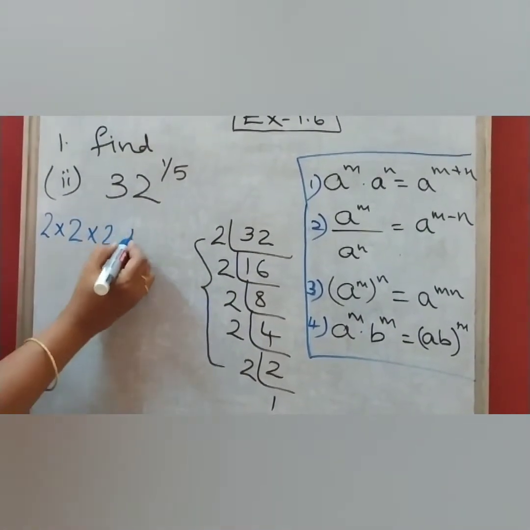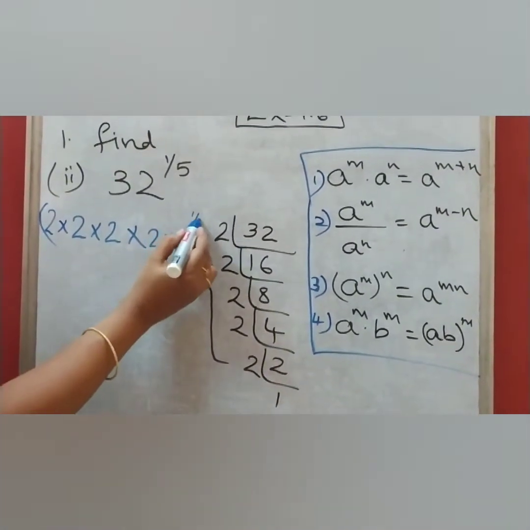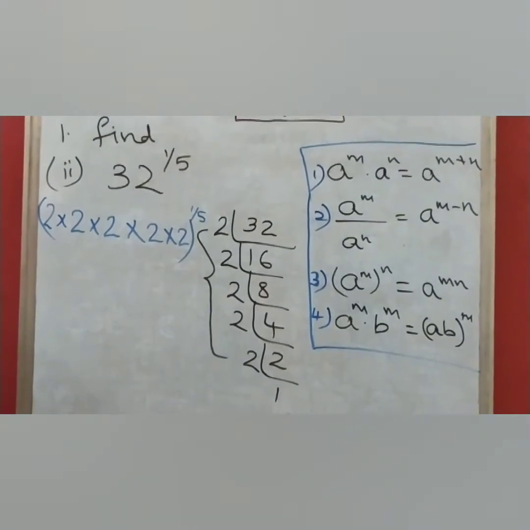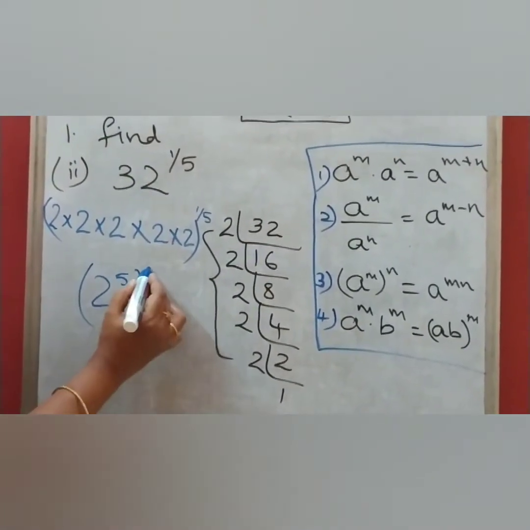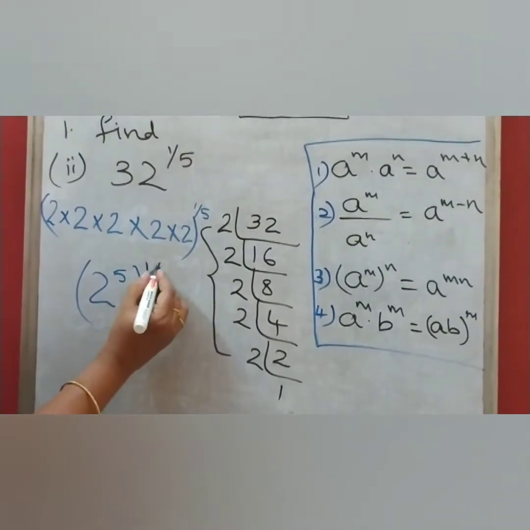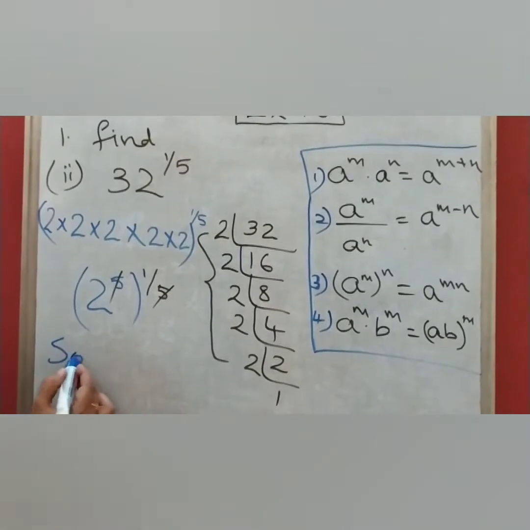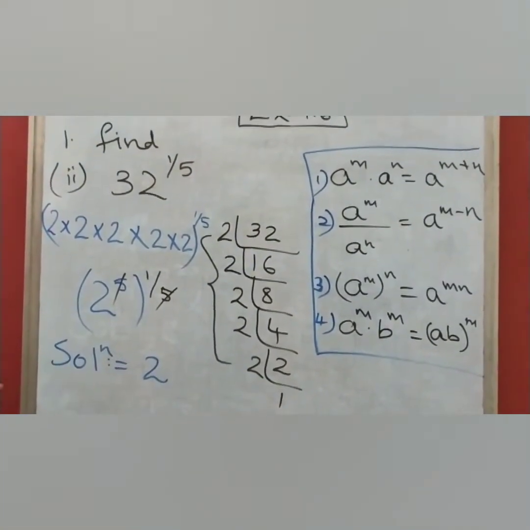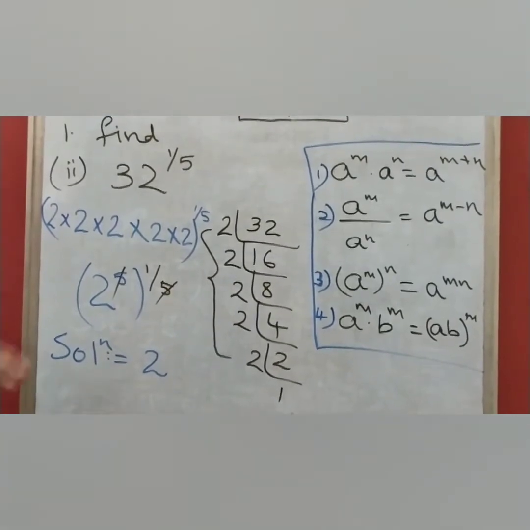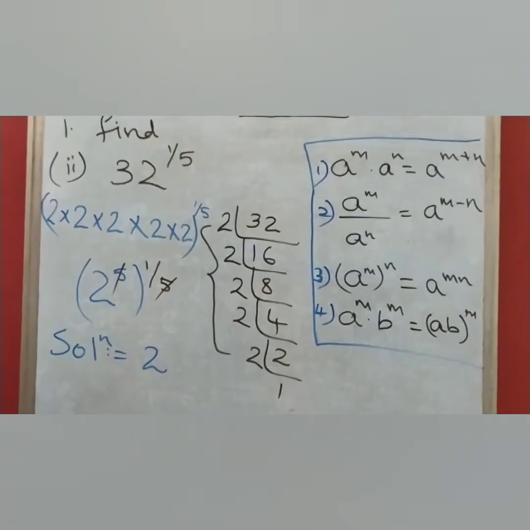So can I write 32 as 2 power 5, or I can also write as 2 into 2 into 2 into 2 into 2, power 1 by 5. Simplified version is 2 power 5 into 1 by 5. Can I cancel 5 and 5? Yes. So what is the solution? The answer is 2. It's very simple, children. We haven't used the laws yet. We are still in this only. So the answer is 2.